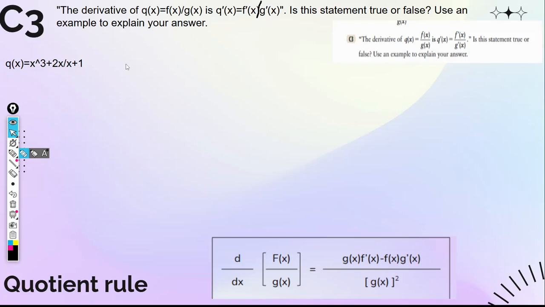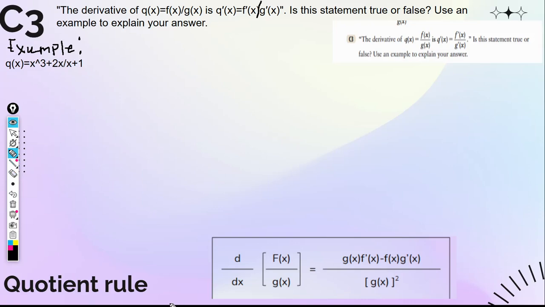Alright, so the derivative of Q(x) equals f(x) over g(x) is Q derivative x equals f derivative x over g derivative x. Is this statement true or false? Use an example to explain your answer. So it's asking if the derivative of Q(x) equals f(x) over g(x) is Q derivative of x equals f derivative of x over g derivative of x. Right here. So we'll put example right here. This is my example. So let's get that out of the way. That's our example. Now we answer if it's true or false.